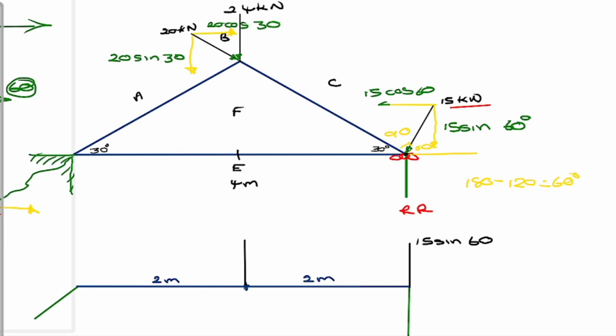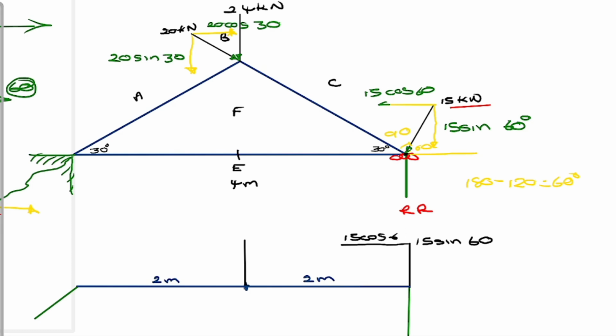We are going to indicate the horizontal component on our load diagram like that. We're going to name it. It would be 15 cos 60 degrees. So this is for this.